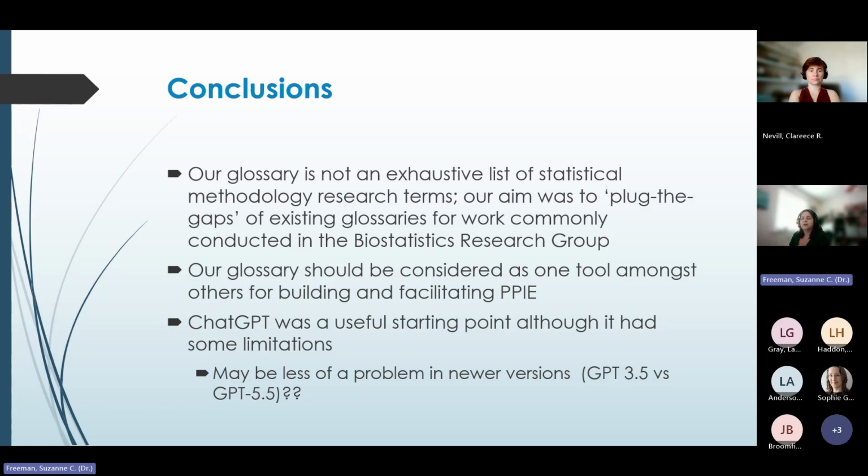The aim of the glossary is that it's one tool amongst many others that we can use to build and facilitate PPIE. We did find ChatGPT to be a useful starting point, but it did have some limitations. When we started this process back in 2023, ChatGPT was using GPT version 3.5. When I had a look earlier this week, we're up to GPT 5.5. So it might be that some of the limitations we experienced with ChatGPT are less of an issue now in these newer versions.